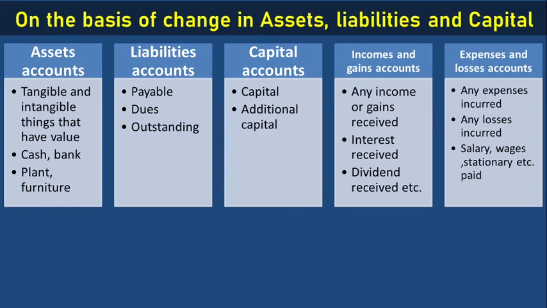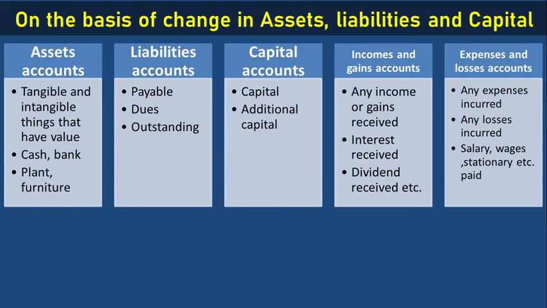Asset account. Asset account may be tangible and intangible things that have value. It may be cash, bank, plant, machinery, furniture, land, building, etc. Liabilities. Liabilities account may be payable by the business. It is any type of payable by the business. It is the due or outstanding expenses. Capital. Capital account is the first initial capital, after that additional capital. The next one, income and gain. It is any type of income or gain received by the business.